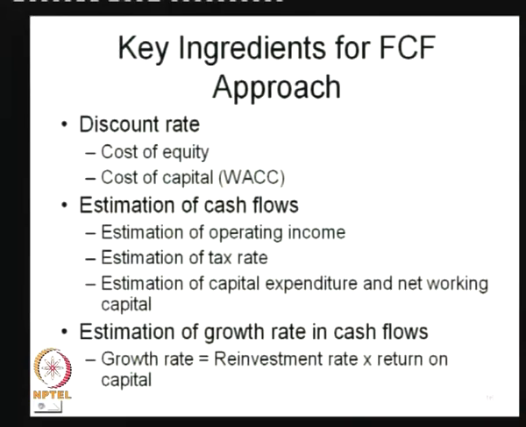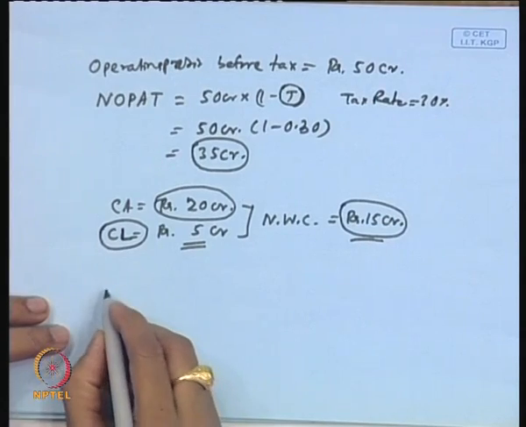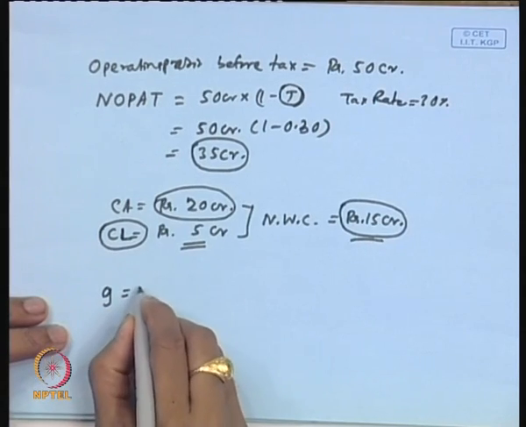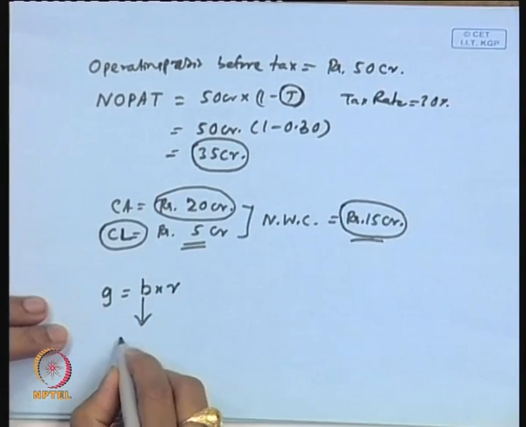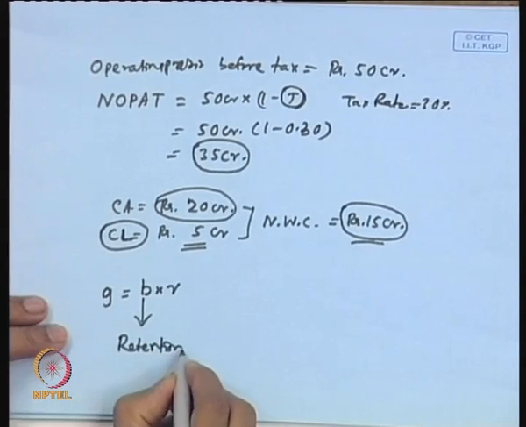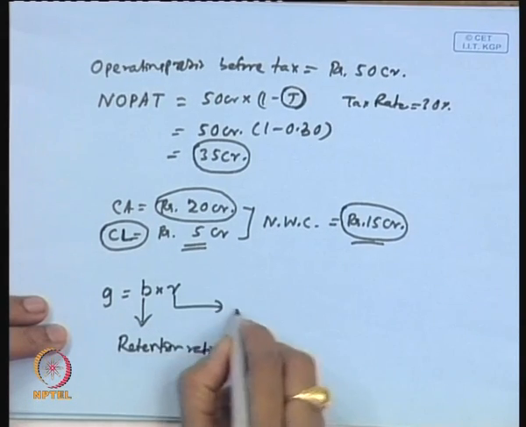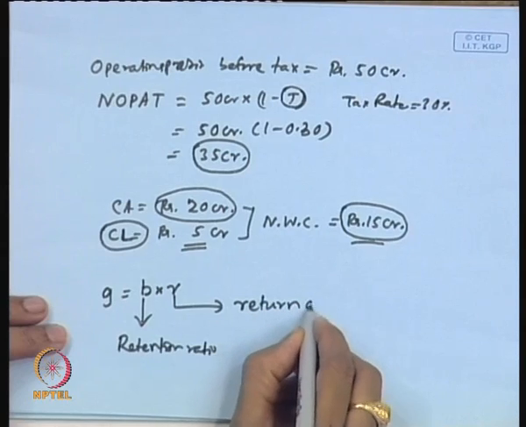Then one has to also find out the growth rate. Growth rate is a very important aspect of cash flow, because the cash flow is not going to remain constant from period to period. Cash flow is going to change from one period to another, depending on the growth. The popular formula for growth, which we also have in the dividend discount model, is G equals B into R, where B is the retention ratio and R is the return on equity.